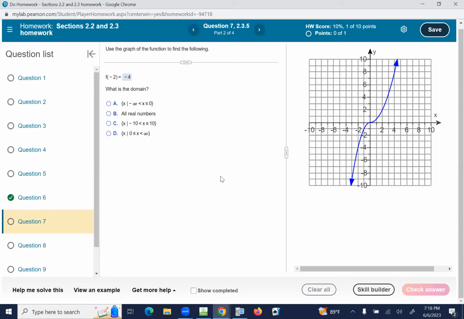So y'all, what is the domain? Now this one's tricky because these arrows go on forever and ever and ever. The bottom of this graph will keep sort of going left and down. The top side is going to keep going up and right. So what are y'all picking? A, B, C, or D?